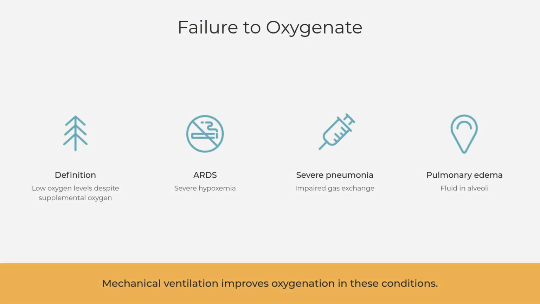Failure to oxygenate. Failure to oxygenate occurs when oxygen saturation stays low, despite maximal supplemental oxygen, reflecting impaired gas exchange. ARDS, which can occur from sepsis or trauma, causes diffuse lung injury. Patients might have SpO2 less than 90% on 100% oxygen due to shunting. Severe pneumonia consolidates lung tissue, blocking oxygen uptake, as in multilobar bacterial infection.